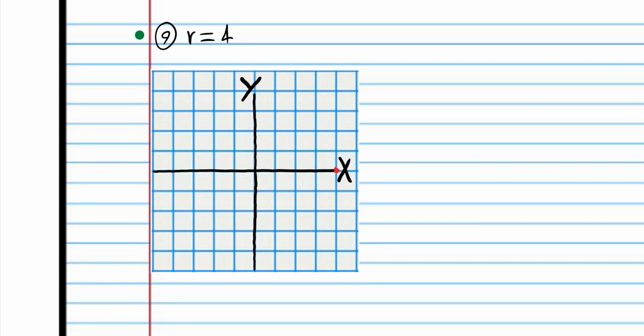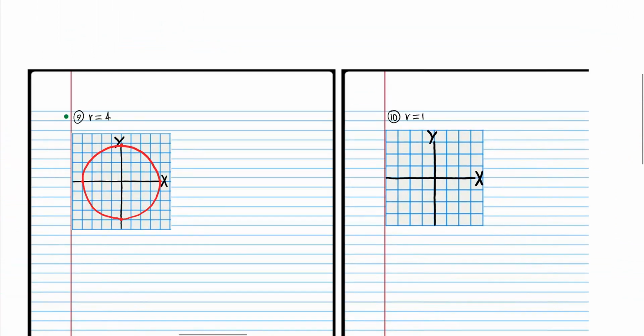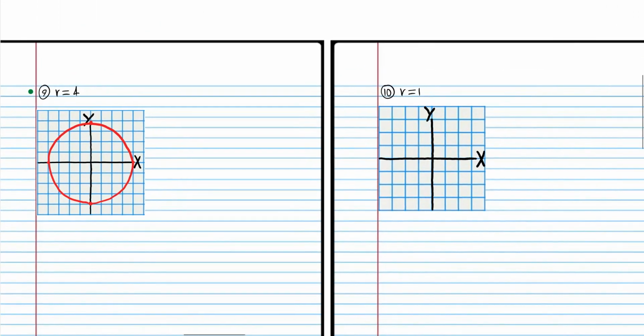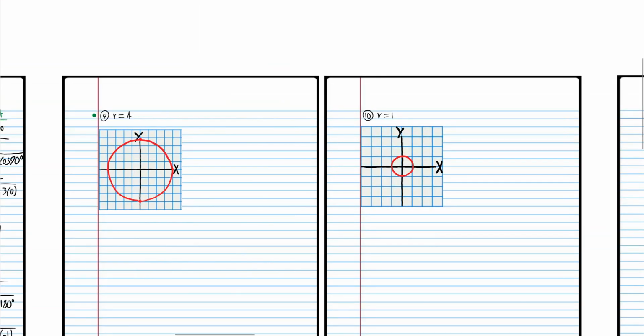Okay, we're back. So the radius is 4. Connect the dots, and we're done. Your graph doesn't have to look perfect. If you got that right, good job. Try number 10. When you come back, we'll do it together. Okay, we're back. So the radius of the circle is 1, and there you go. So not too difficult to graph those.